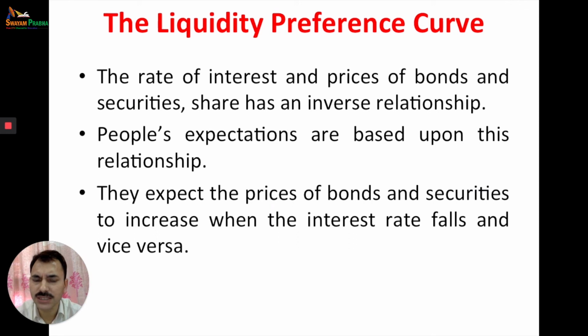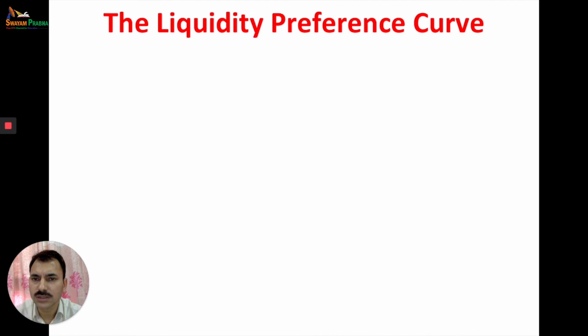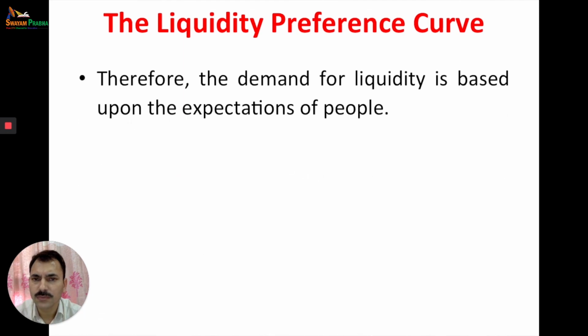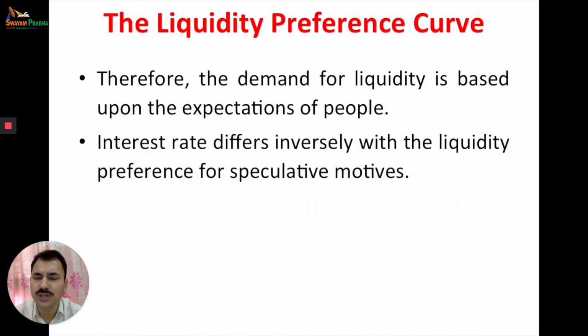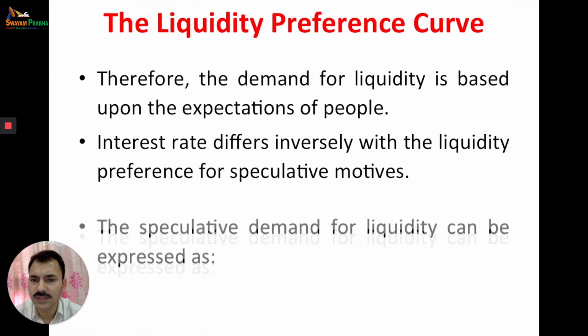They expect the price of bonds and securities to increase when the rate of interest falls, and when the rate of interest increases, the price of bonds and securities will decrease, according to the speculative motive. Now, what is the liquidity preference curve? The demand for liquidity is based upon expectations basically. Interest rate differs inversely with liquidity preference for the speculative motive we have discussed.